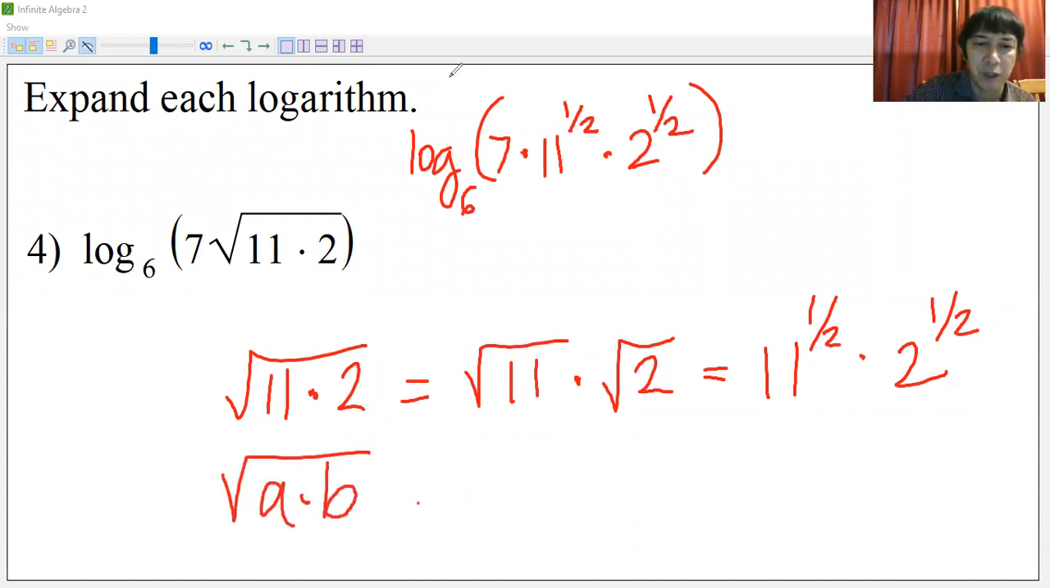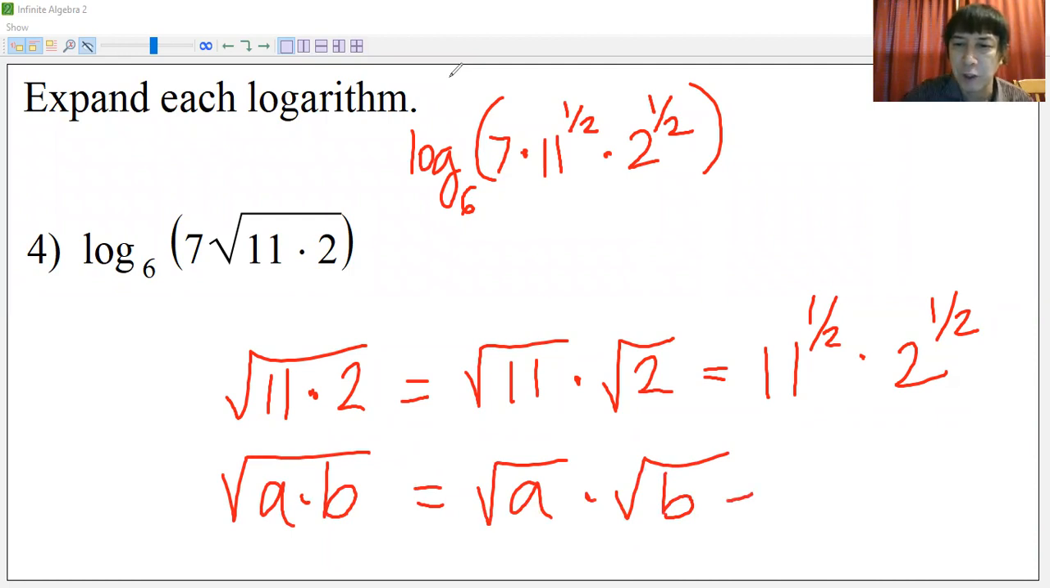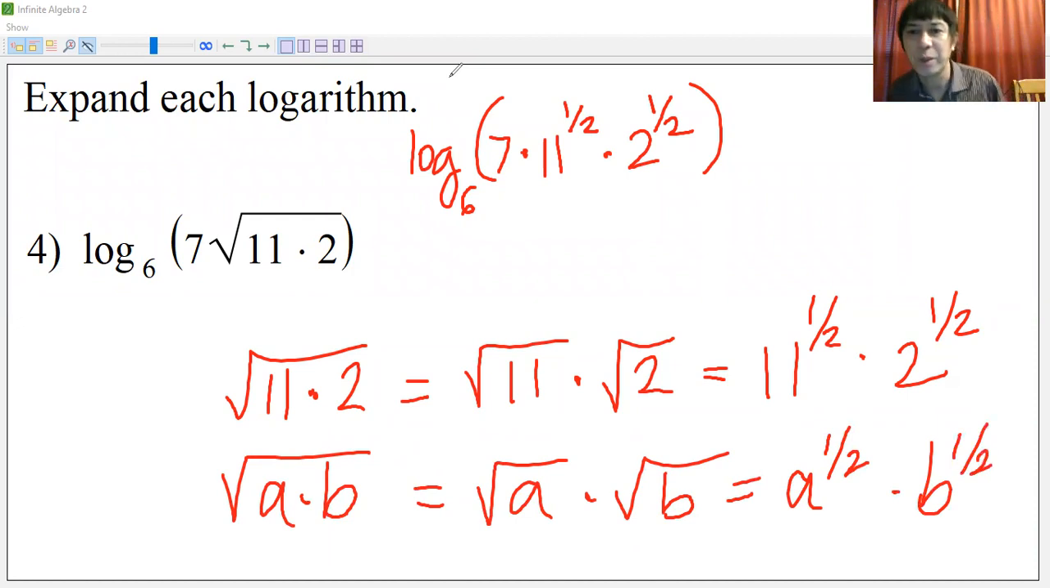The square root of AB is equal to the square root of A times the square root of B. There. And this means A to the 1/2 times B to the 1/2. There. Okay. I hope you still remember these laws in exponents. Now we can continue with our number 4.